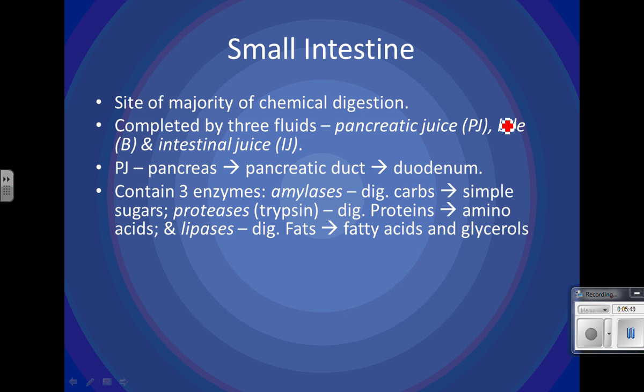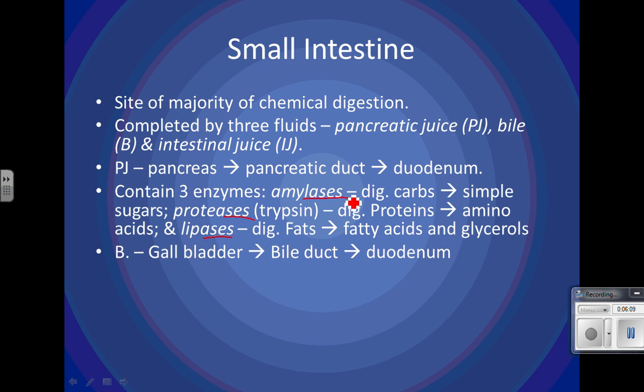And you've got lipases. Now, lipases, you know, they all have these A's on the back end, and that's what enzymes all have. That means to break down essentially. So you get your lipases, and they digest fats down into fatty acids and glycerols.